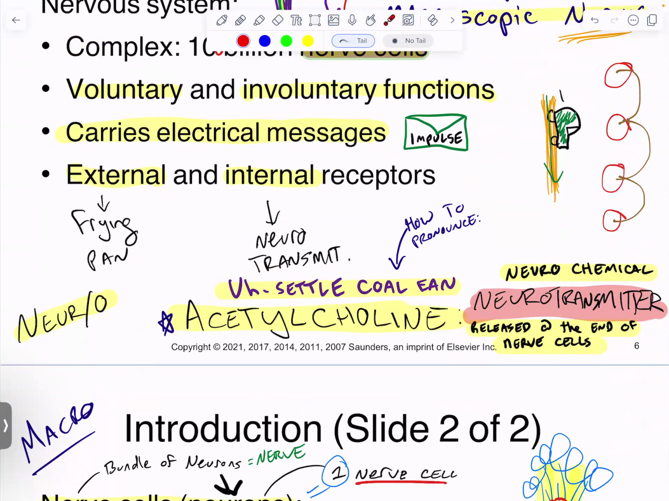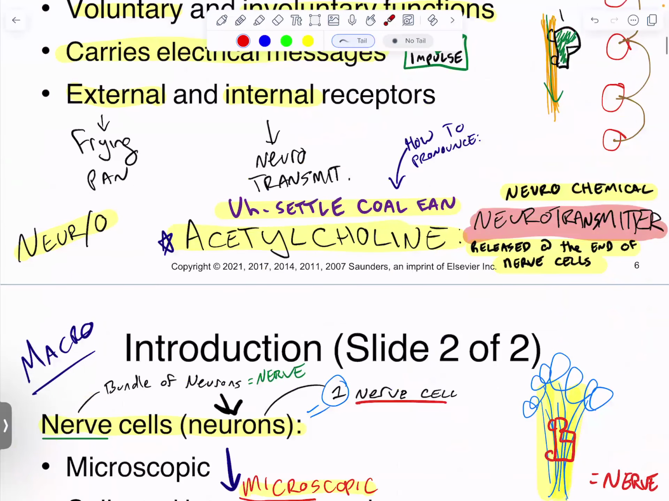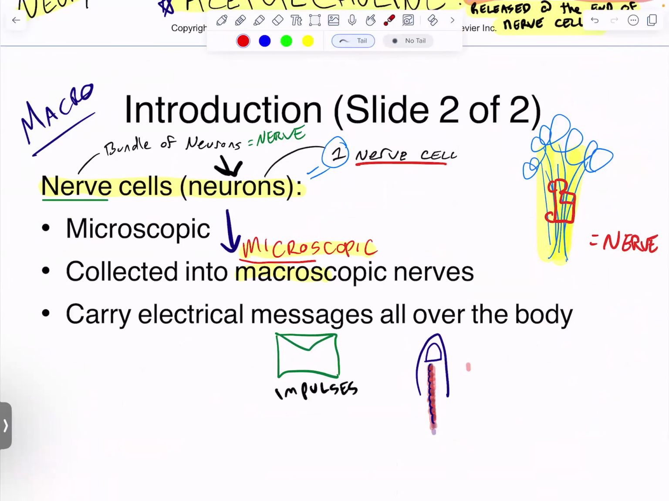Now, real quick, external receptors, stimuli, that's going to be the frying pan. Internal receptors are going to be the neurotransmitters. You need to know that for your test. All right. Anything here? Nope. We already went over it.